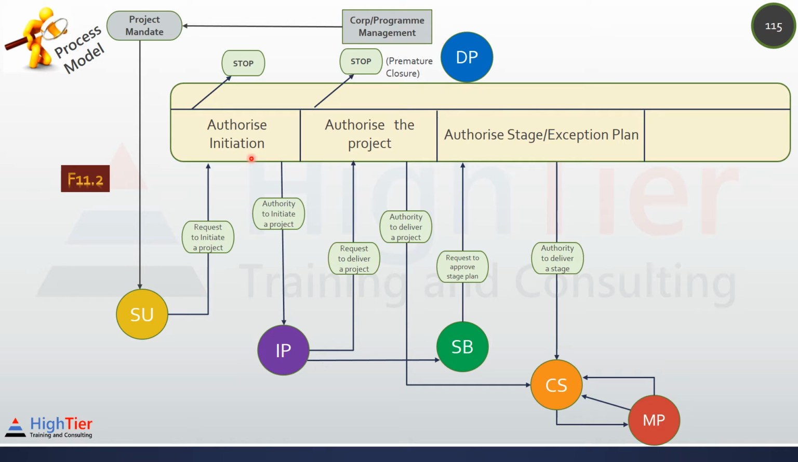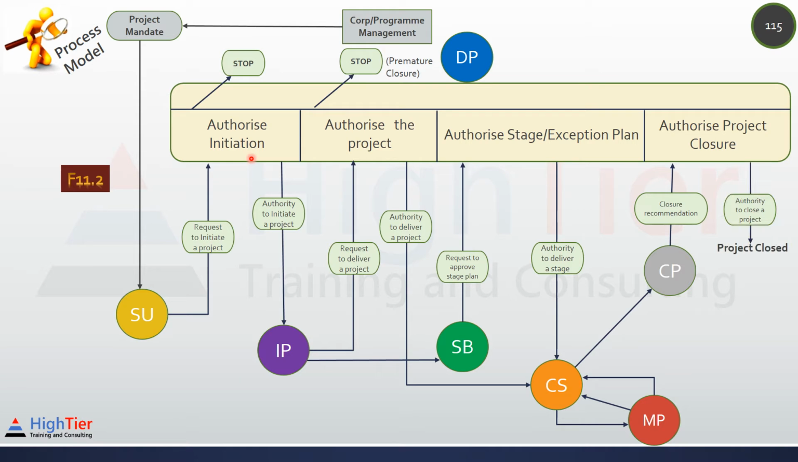Once all the products are delivered, we are in the closing a project process. The project manager recommends project closure to the project board. The project board needs to make a decision whether to authorize project closure or not. Before the project can be closed, we need to get the authority to close the project from the project board. As you can see, the project board authorizes. They authorize initiation, they authorize the project, authorize stage or exception, authorize project closure.